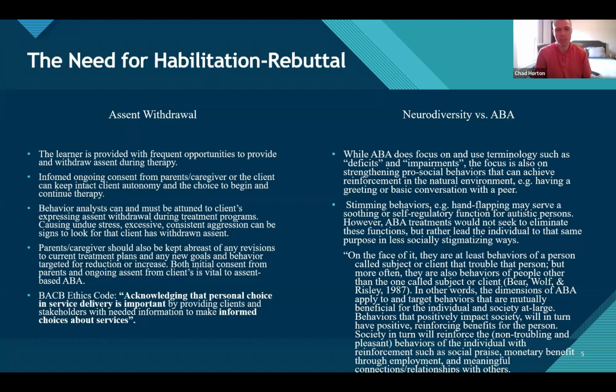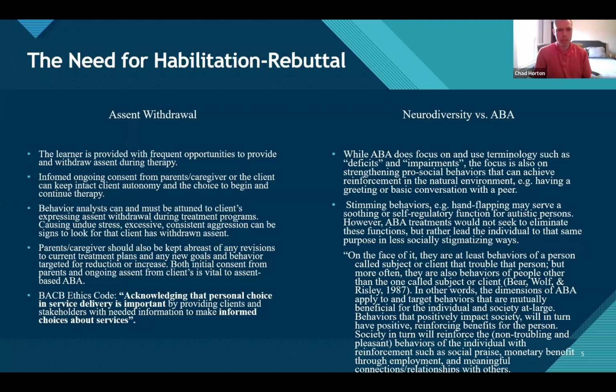So not only looking for aversive signs from them, but also being proactive with asking, or having written prompts, or encouraging them to use their speech devices, for example, to see if that assent is still intact. And then informed ongoing consent from the parents or caregivers is also key, before we start services, before we start any treatment program. And if there are any revisions or updates to that program, they need to be made aware of that before we can implement those.